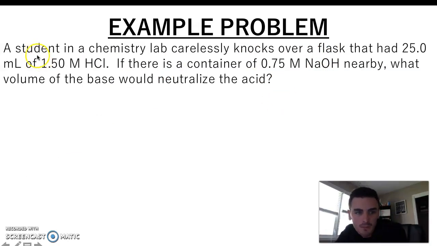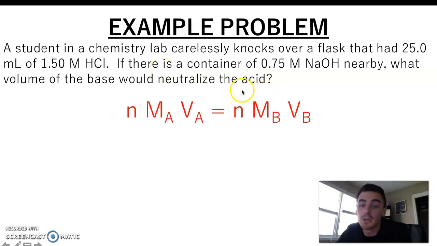A student in a chemistry lab carelessly knocks over a flask that had 25 milliliters of 1.50 molar hydrochloric acid. Nearby there is a container of 0.75 molar sodium hydroxide, and I want to know how much of the base should I pour on it, or mix with it if it's a powder, whatever the case might be, to completely neutralize the acid. So I can tell that this is an acid and a base problem, so I'm going to use my neutralization equation, and I'd always start with your blank equation.